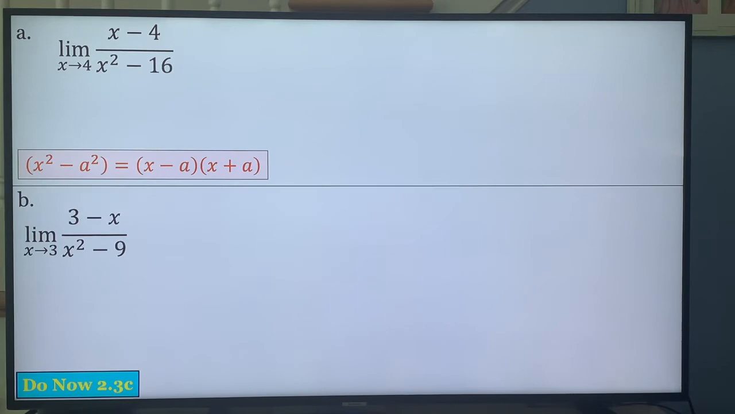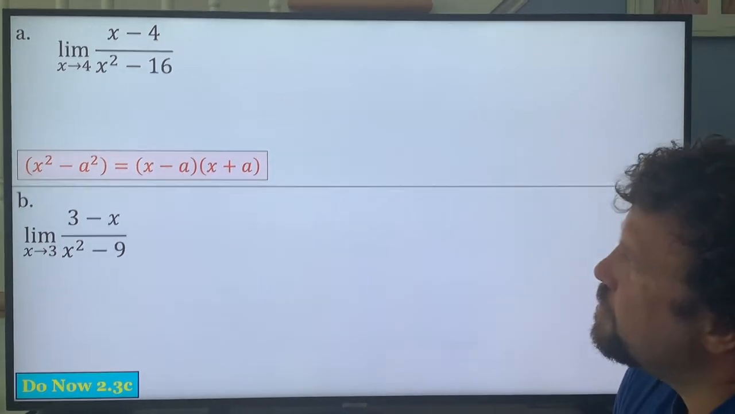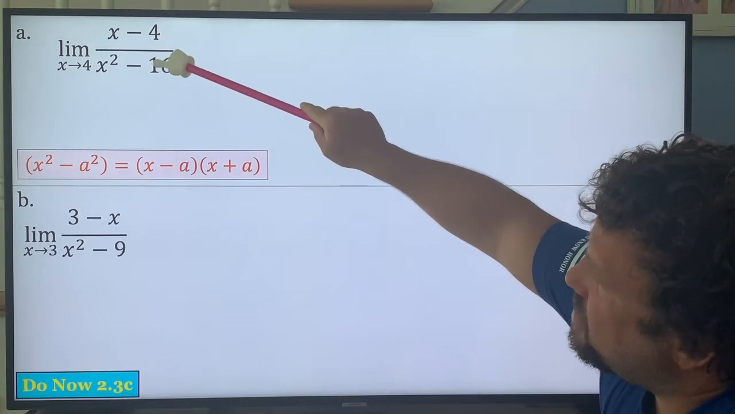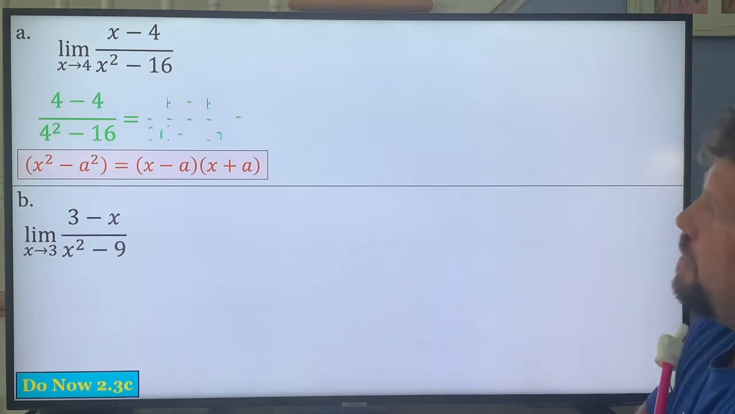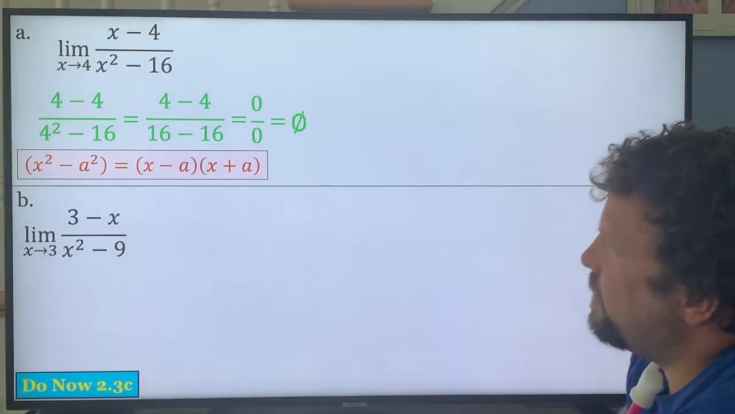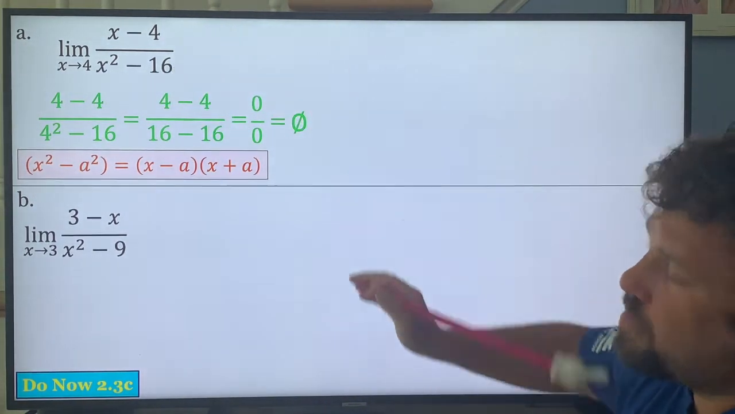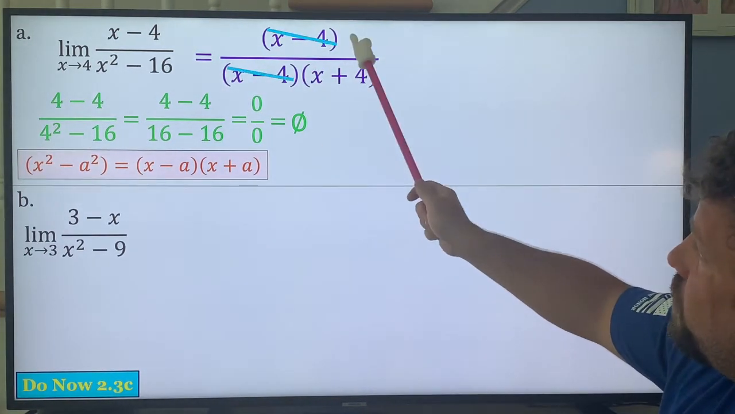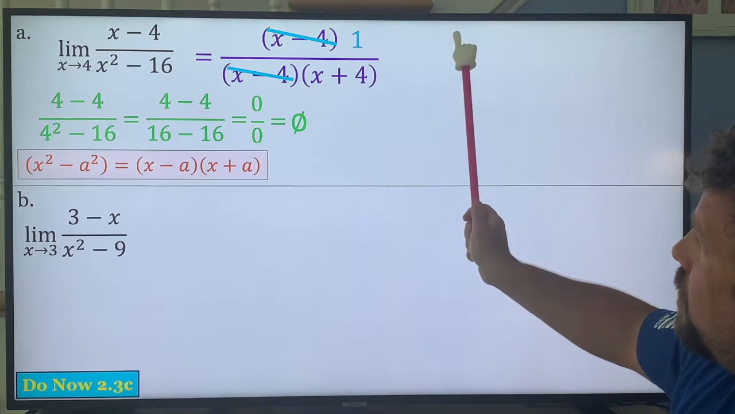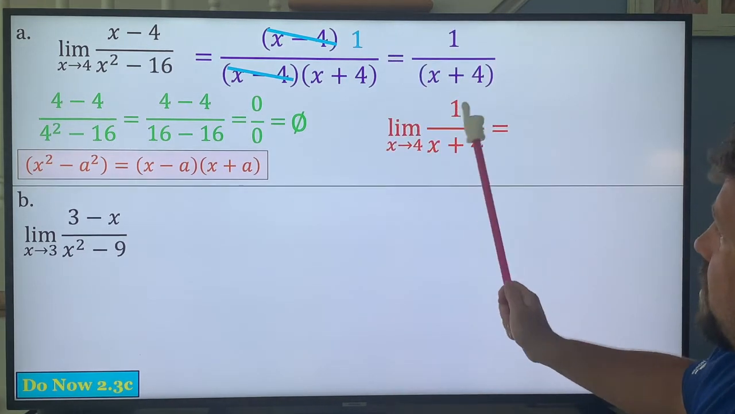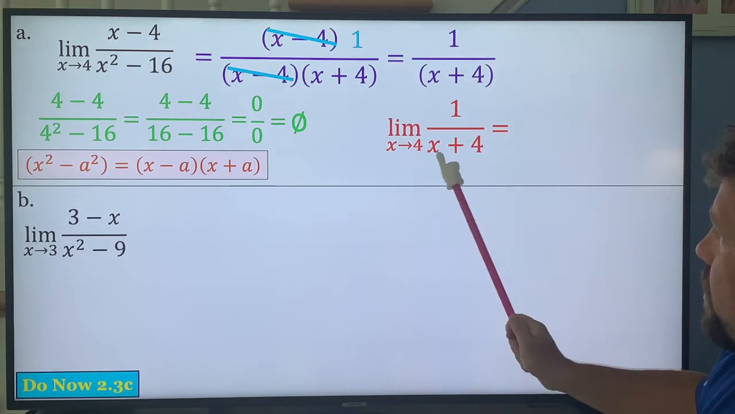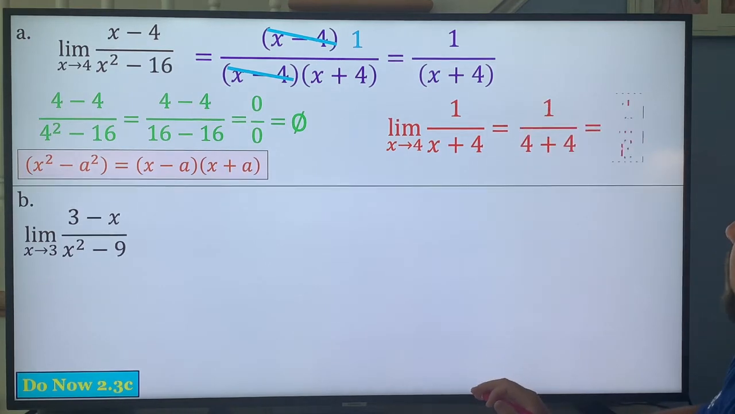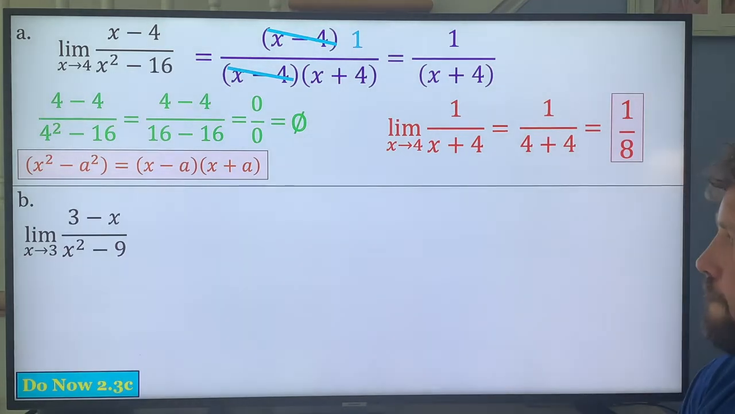All right, let's get to the do now problem. Can't factor a perfect square. Plug in your 4, you get undefined. X plus 4, x minus 4. Cancel out the x minus 4s, leaving you with a 1 on top. The limit as x approaches 4 of 1 over x plus 4. Plug your 4 in. 4 plus 4 is 8. You good?